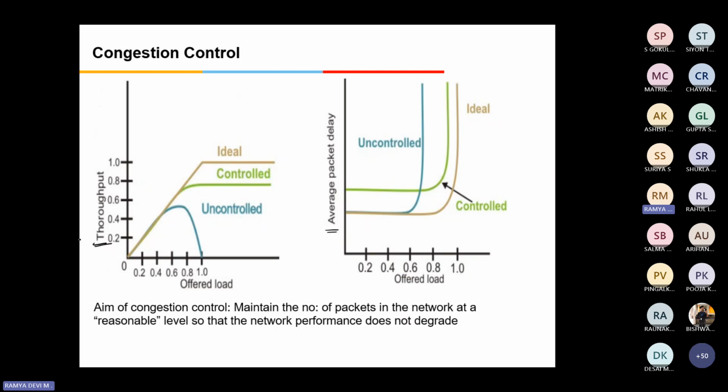So first we'll see the throughput. It shows how the throughput behaves under an appropriate load. First we'll take the ideal case. In the ideal case, the throughput increases linearly. So this is actually the linear load, and the network never collapses. And the next one is the controlled throughput.